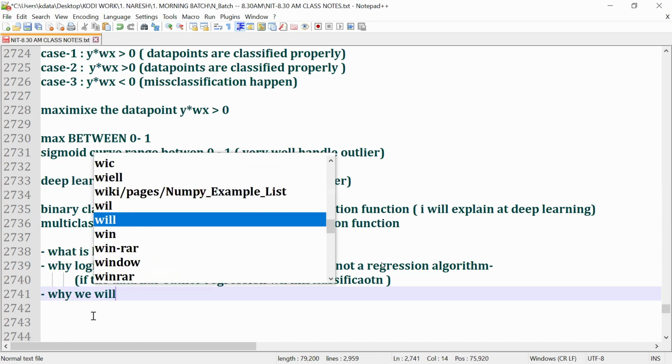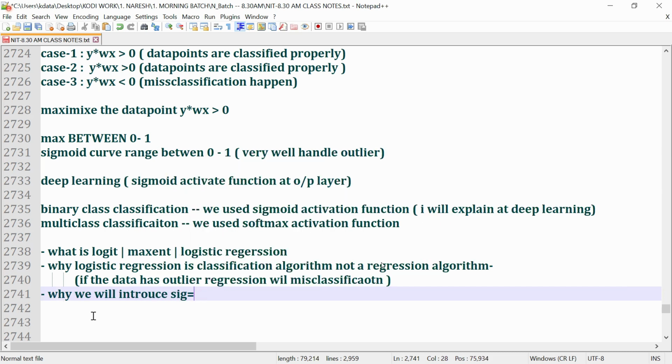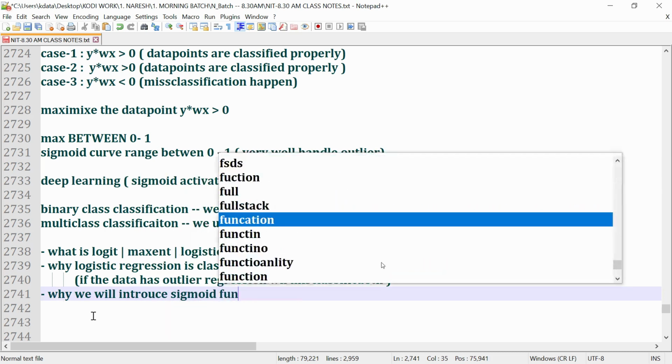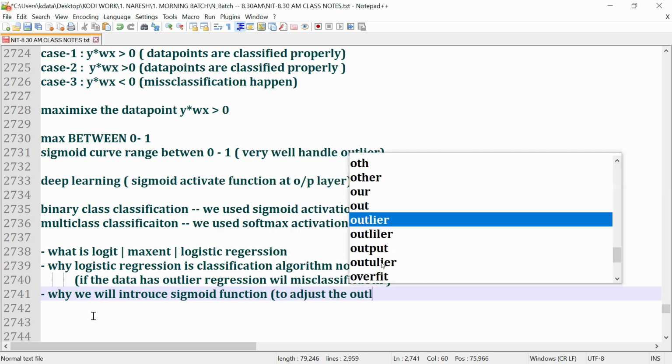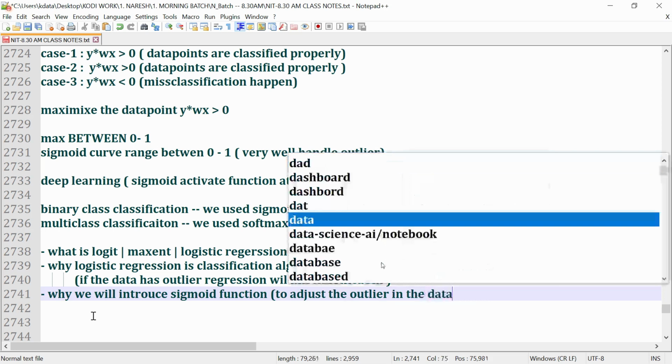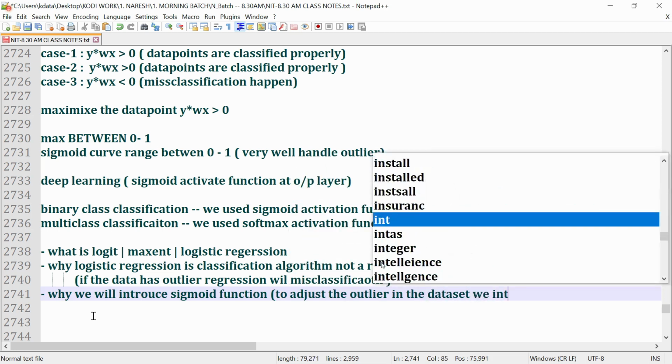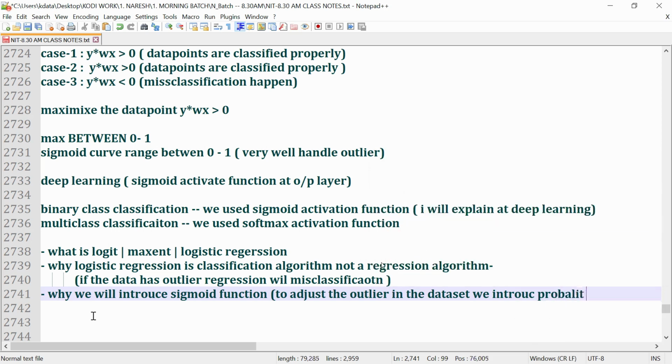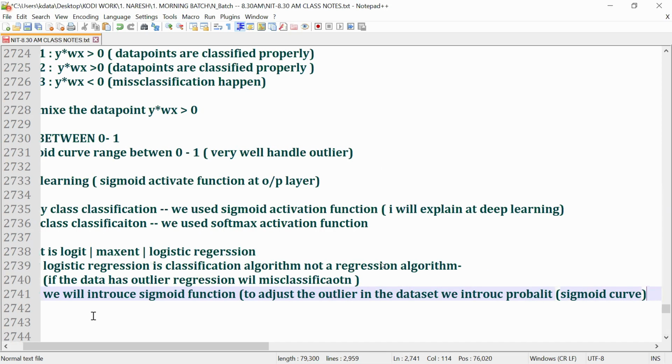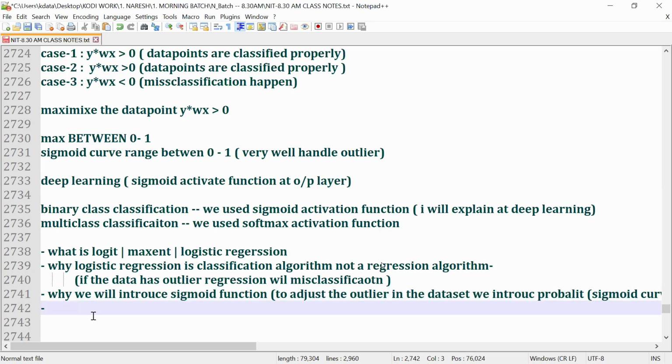Why do we introduce the sigmoid function? To adjust for the outlier in the data set. Okay, in the data sets, we introduce probability. We introduce a probability curve. So that probability curve we call the sigmoid curve. Do we understand or not now? So understand up to this point? Okay, and the range of the sigmoid curve is 0 to 1. Does everyone understand up to this?